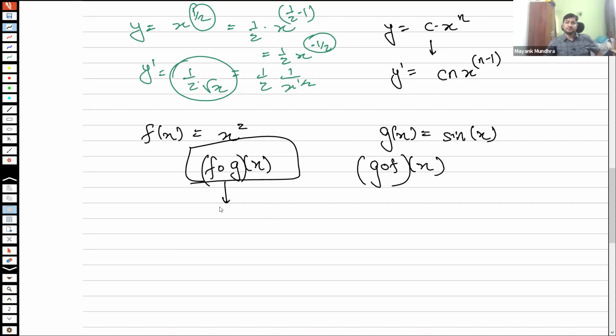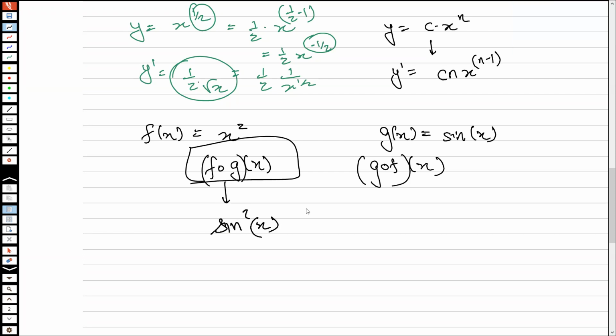f of g of x. Yeah, f of g of x. So it would be sine x whole square. Very good. So it's going to be sine square of x. And Vinay, what's going to be g of x?